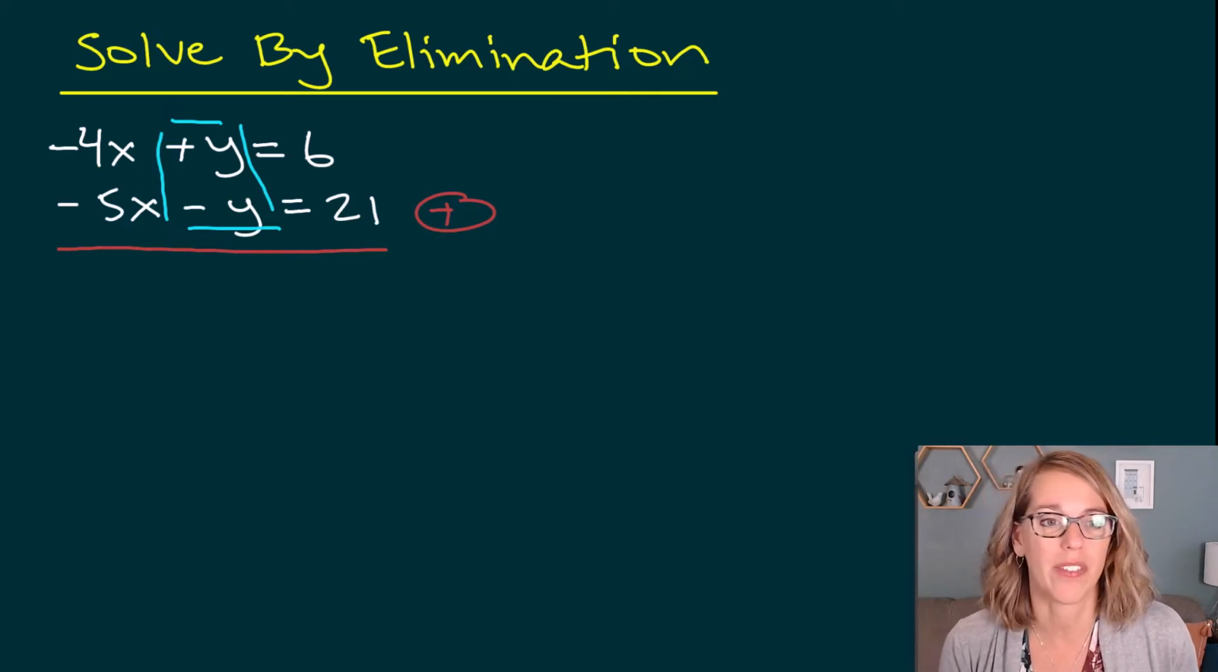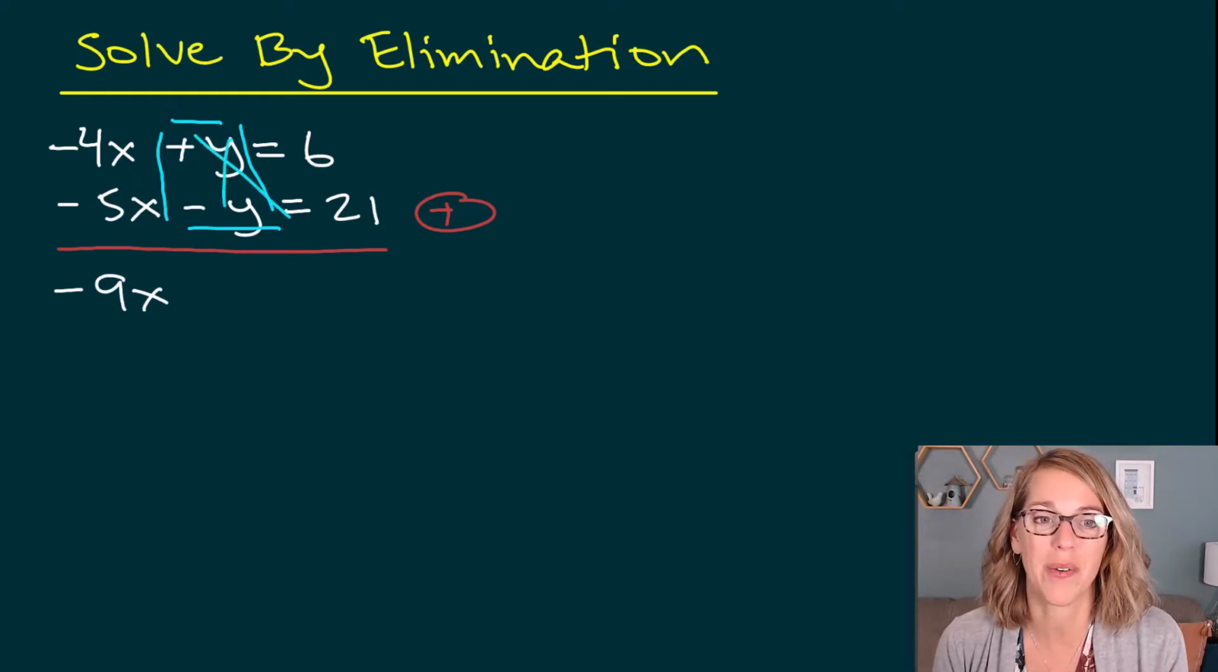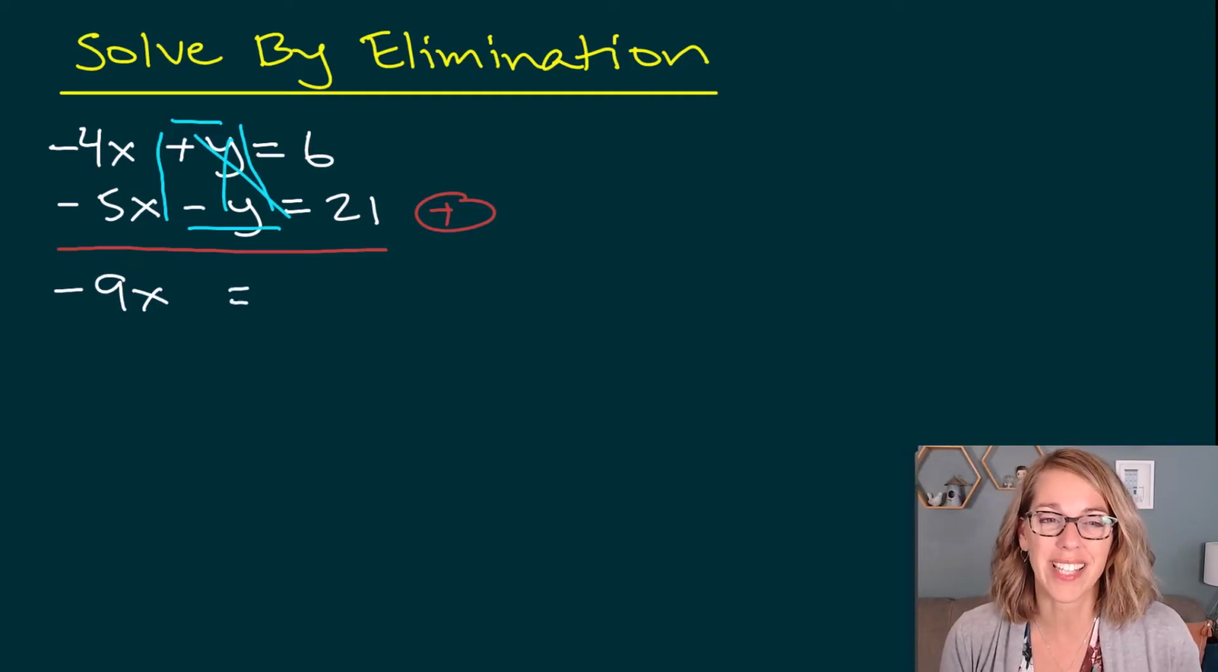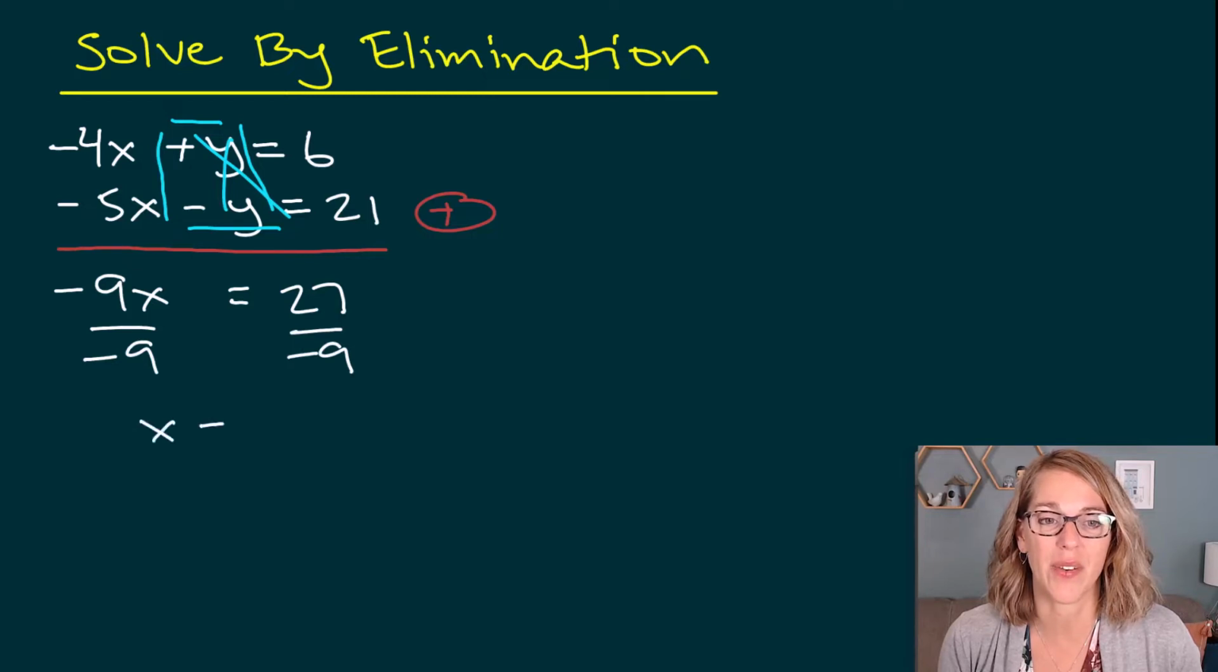So I end up with -4x minus 5x, that's going to be -9x. I'm eliminating the y's, and that's because they've got those opposite coefficients, so the y's have been eliminated. On the other side, I've got 6 and 21, which add to 27. So now I've just got to divide by that -9, and I get my x value. X is equal to -3.